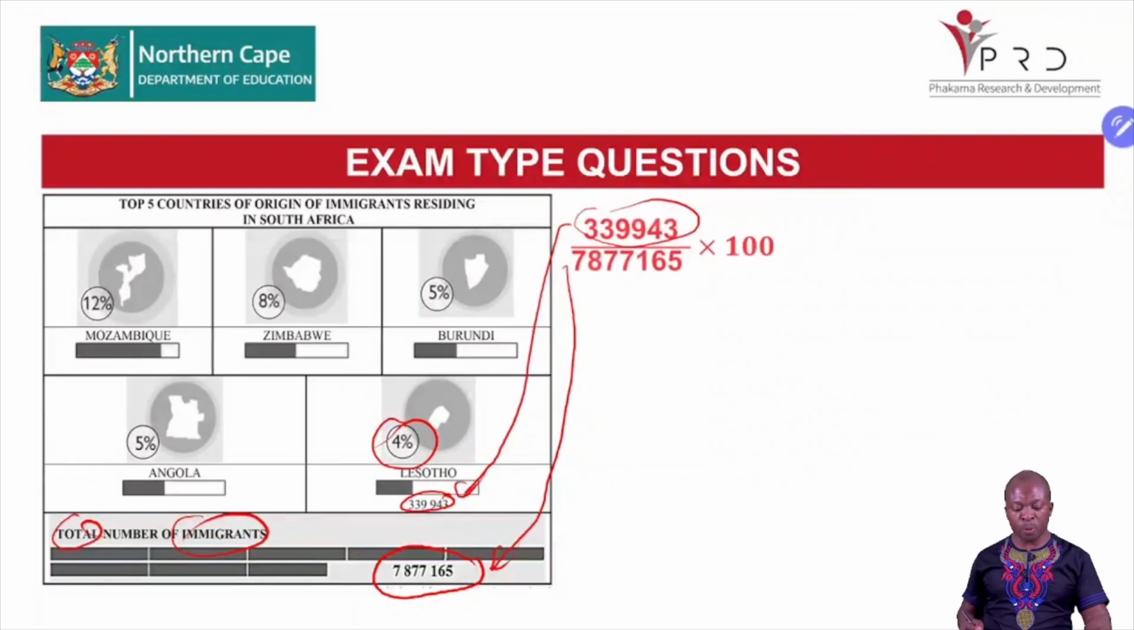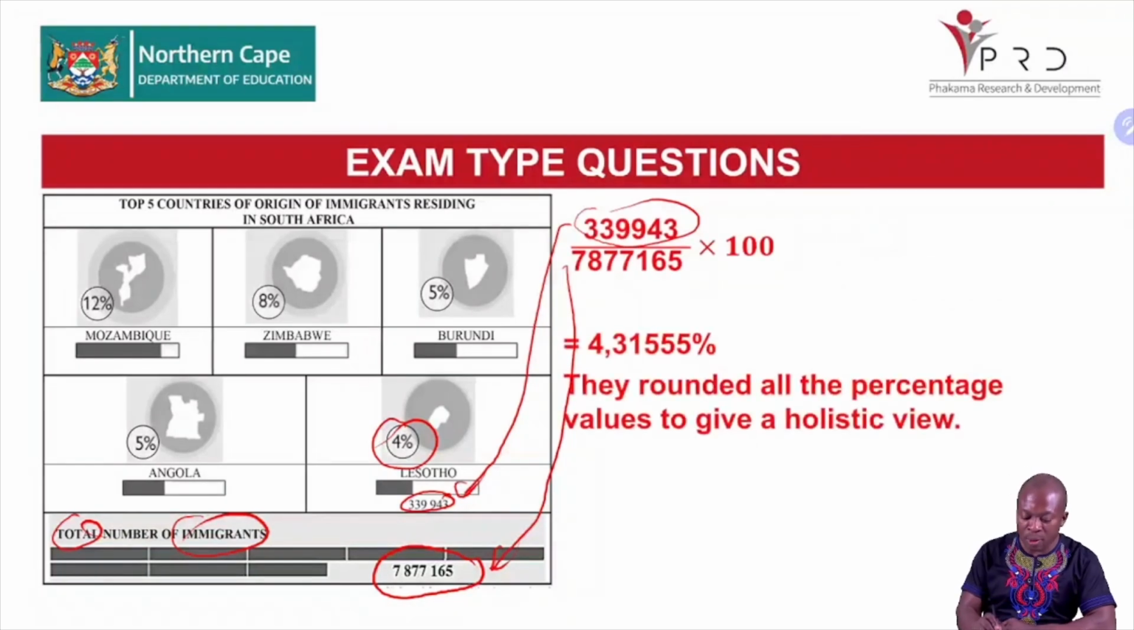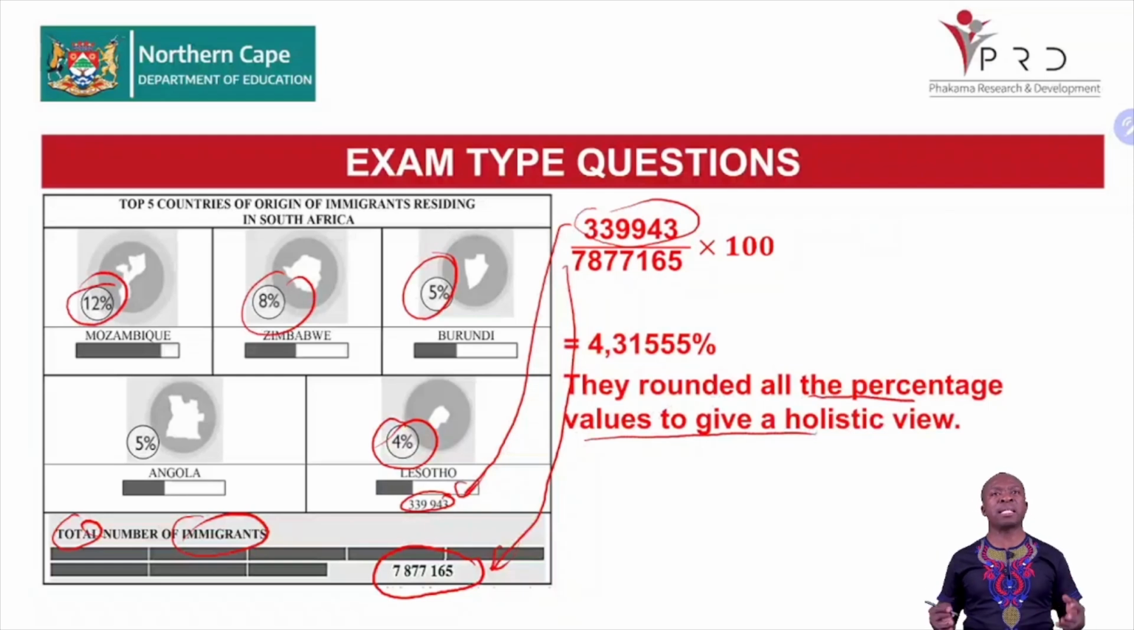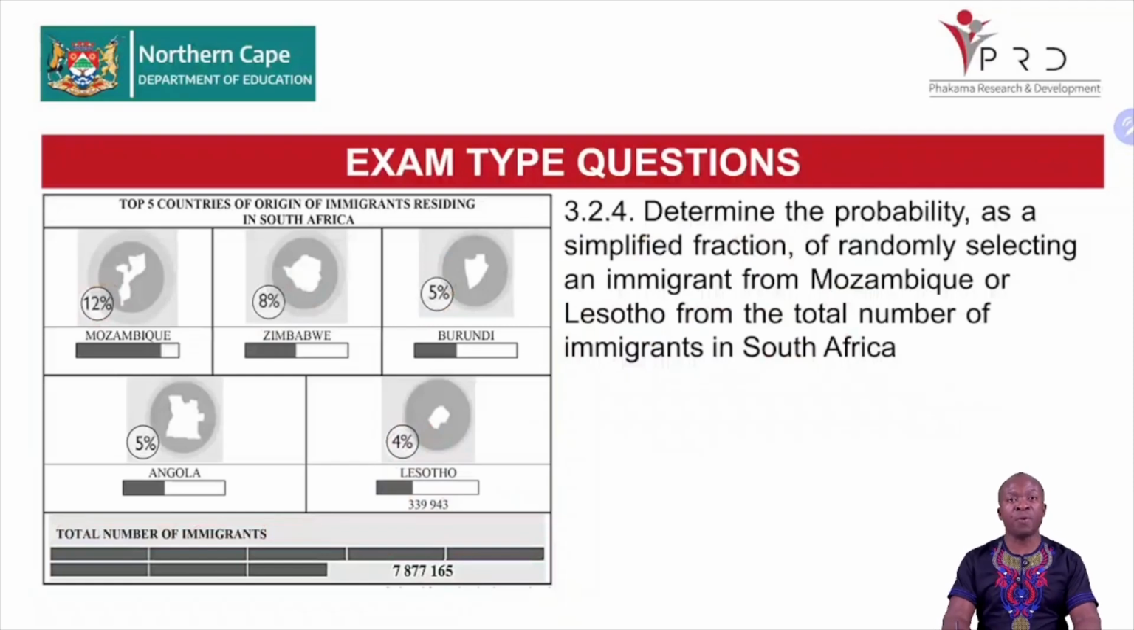So this is how you're supposed to write your answer. After getting your answer, you should say, they rounded all the percentage values. Can you see? All the values are rounded. It doesn't mean it's exactly 5%, but the examiner wanted to show the values as a whole. That's why even the one for Lesotho is rounded as just 4%. I hope you got that correct. If you didn't, after the video, ask sir or ma'am to print for you so that you can practice.